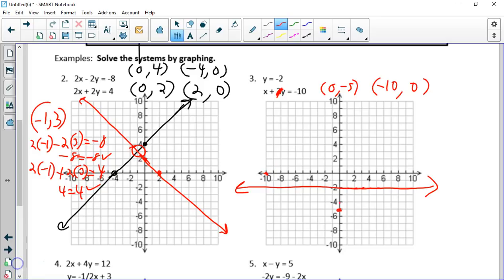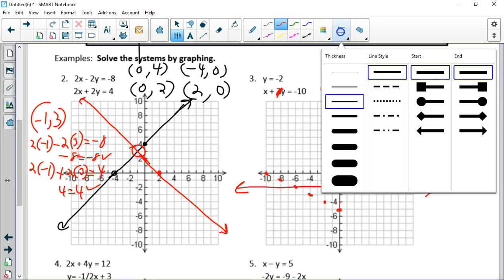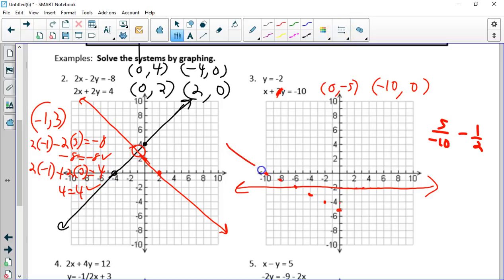Now, this is where you definitely want to use a straight edge to find the intersection point. Since I can't use a straight edge on the smartboard, I have to cheat or use math and look and see what the slope is. So I'm going up 5 and left 10, which is a negative 1/2 slope. Which means I'm going up 1, left 2, up 1, left 2, up 1, left 2, up 1, left 2, up 1, left 2. That gives me a way to connect my dots without having a ruler. So it looks like the point of intersection is negative 6, negative 2.